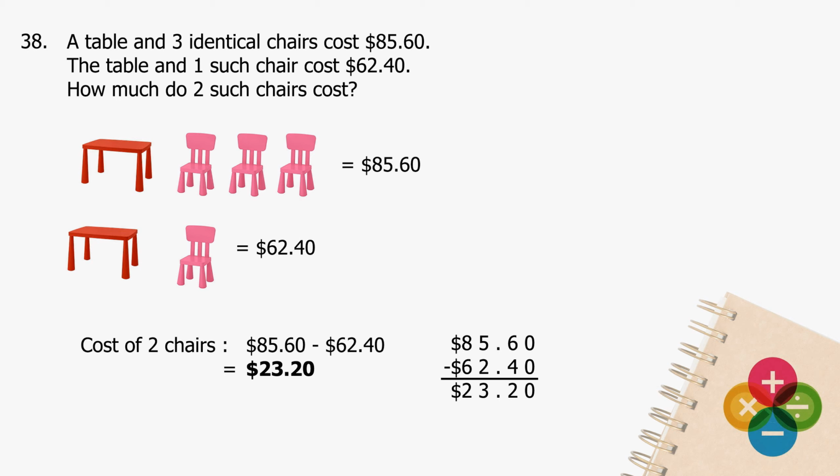Taking the cost of 1 table and 3 chairs, less away the cost of 1 table and 1 chair, you will get the cost of 2 chairs. Subtracting $62.40 from $85.60, the difference is $23.20. The cost of 2 chairs will be $23.20.